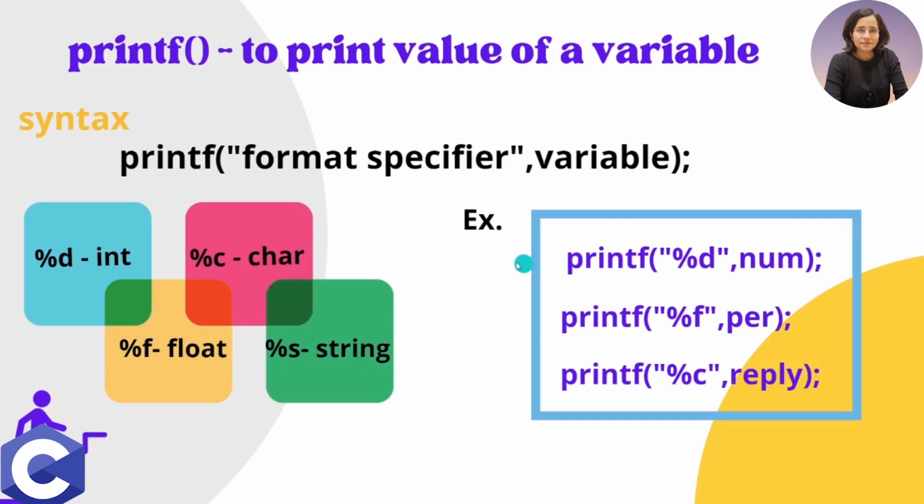for string. Let's consider the first example. We are printing here the value of the num variable, which is of integer data type. That's why we have specified %d. If you want to print the value of a variable which is of float type, then you should specify %f. In the third example, reply is of character data type. That's why we have mentioned %c.